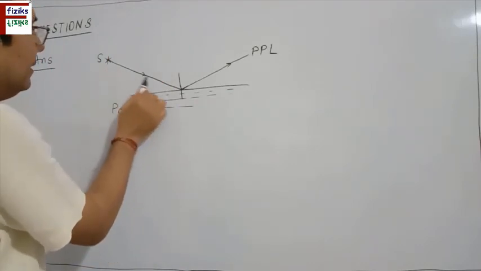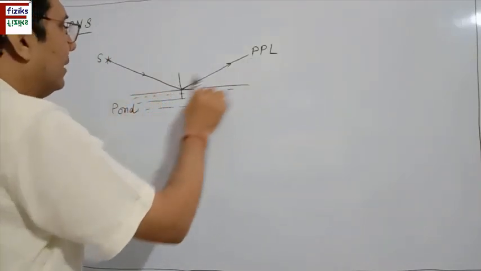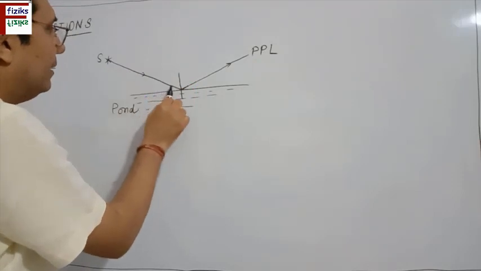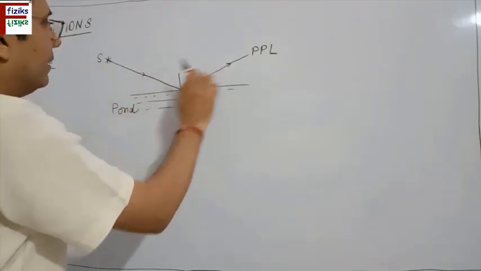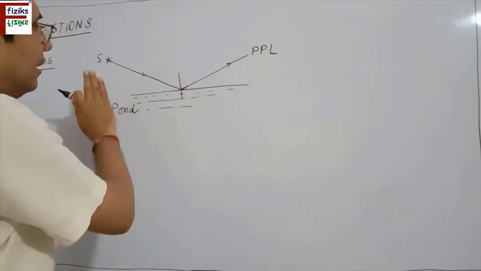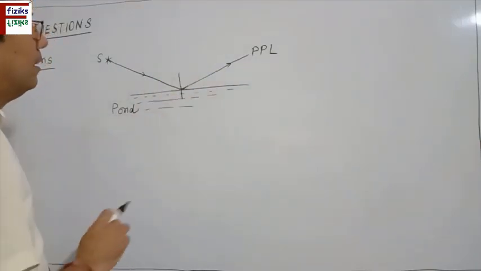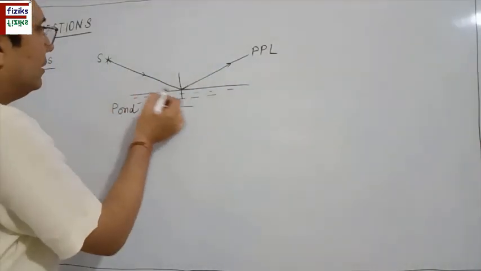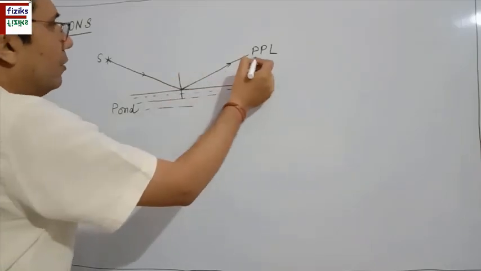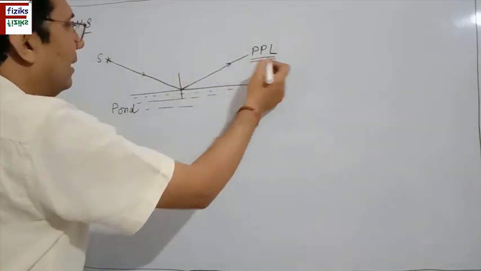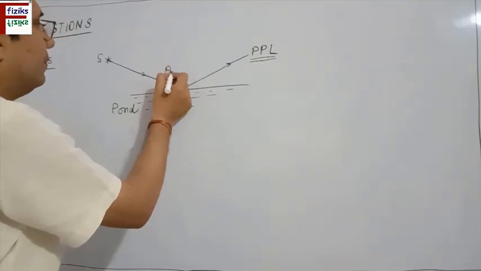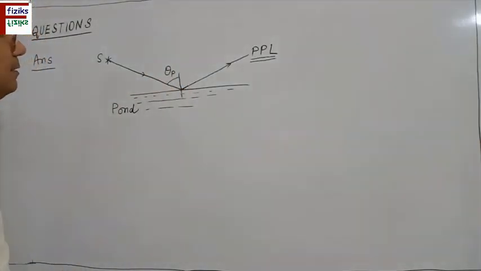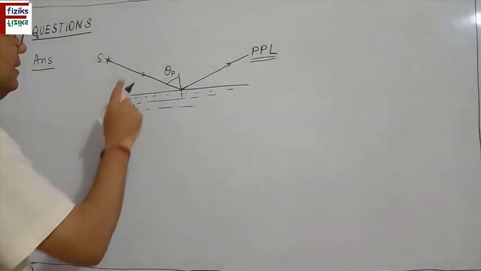So here sunlight is coming. This is the reflected light. This is the normal. The plane carrying the incident ray, reflected ray and normal is known as the plane of incidence. If this is plane polarized light, it means this angle should be equal to theta p, the angle of polarization or Brewster angle.